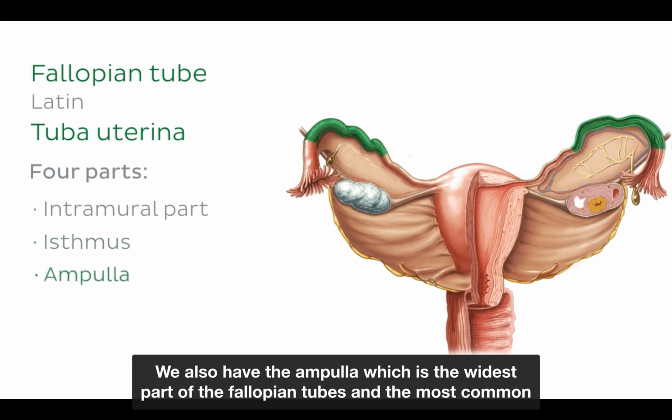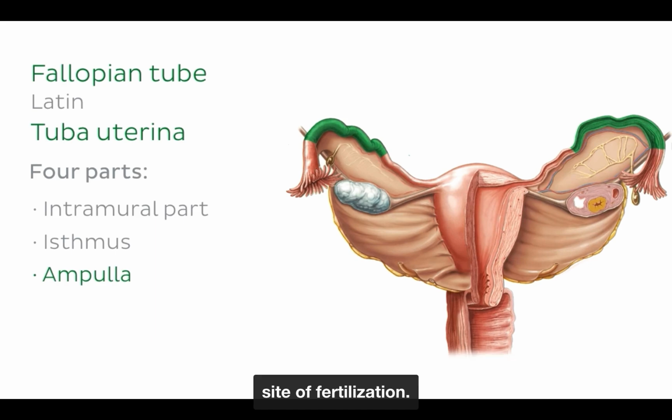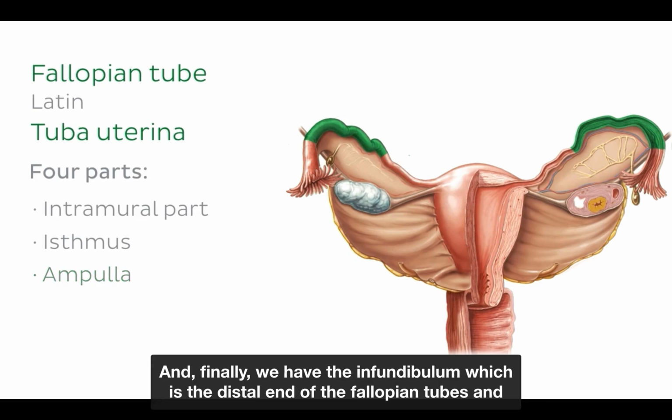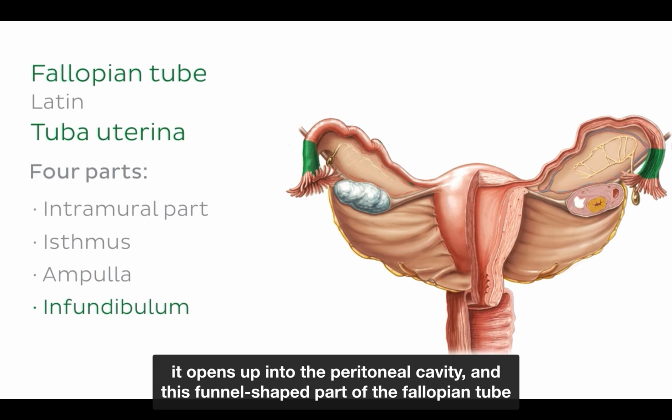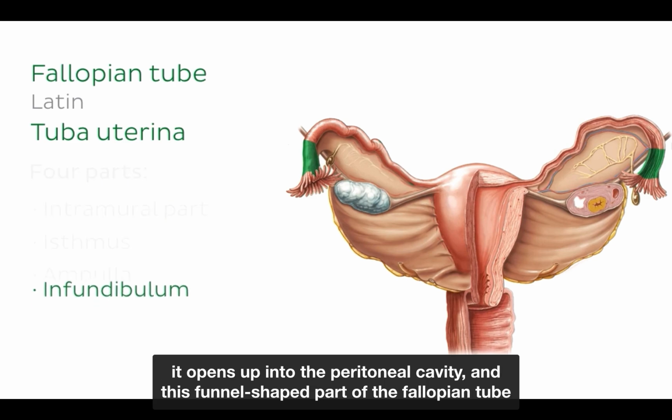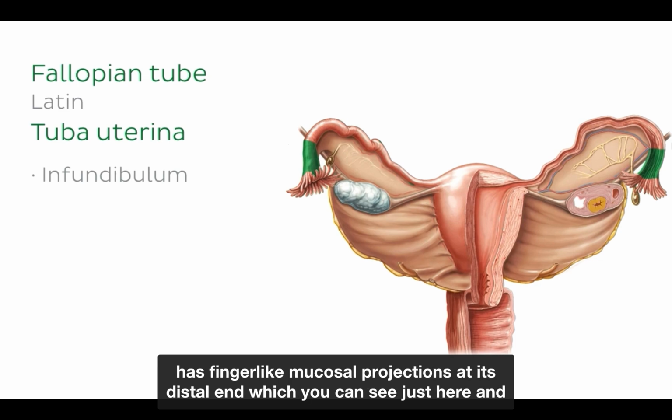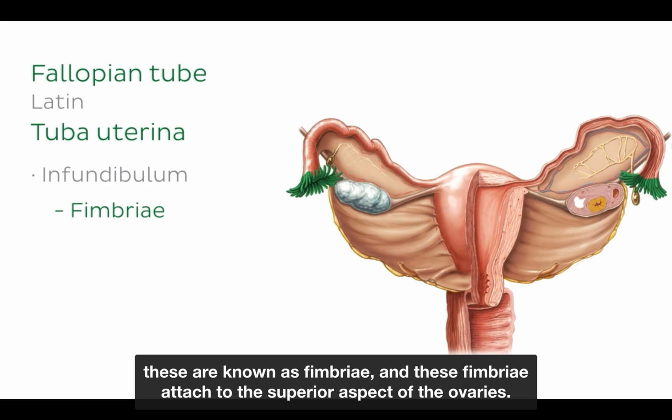We also have the ampulla, which is the widest part of the fallopian tubes and the most common site of fertilization. And finally, we have the infundibulum, which is the distal end of the fallopian tubes, and it opens up into the peritoneal cavity. And this funnel-shaped part of the fallopian tube has finger-like mucosal projections at its distal end, which you can see just here, and these are known as fimbriae. And these fimbriae attach to the superior aspect of the ovaries.